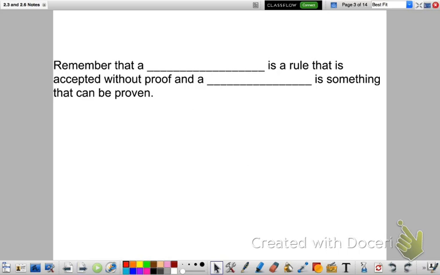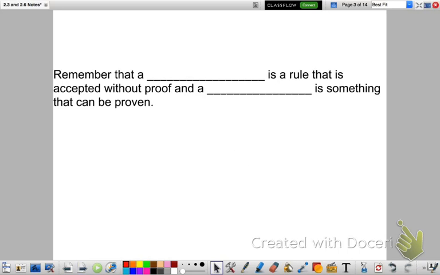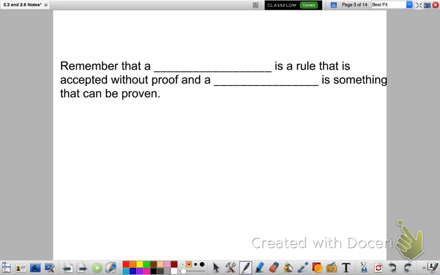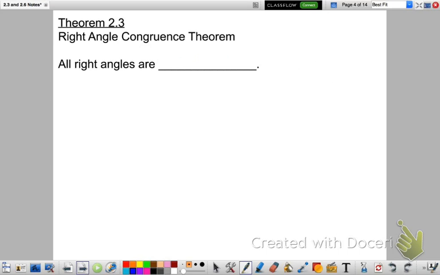Remember that the definition of a postulate is a rule that is accepted without proof, and a theorem is something that can be proven. Okay. Right angle congruence theorems. All right angles are congruent.